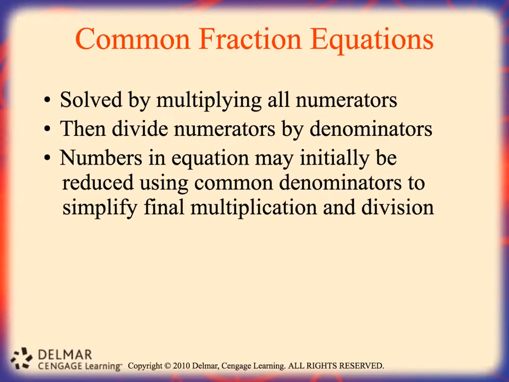As you'll soon find out, most of the dosage calculations that we do are going to be fractions, setting up fractions and then multiplying them throughout. And so common fraction equations are going to be solved by multiplying all the numerators and then dividing by the denominators. The numbers in the equation may initially be reduced, which can make handling the numbers a lot easier using common denominators, which we talked about in the last chapter, to simplify the final multiplication and division.